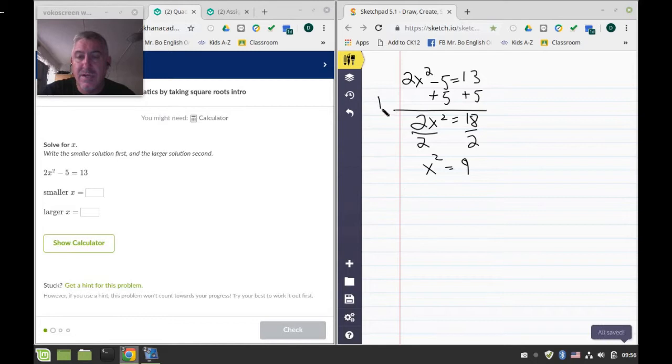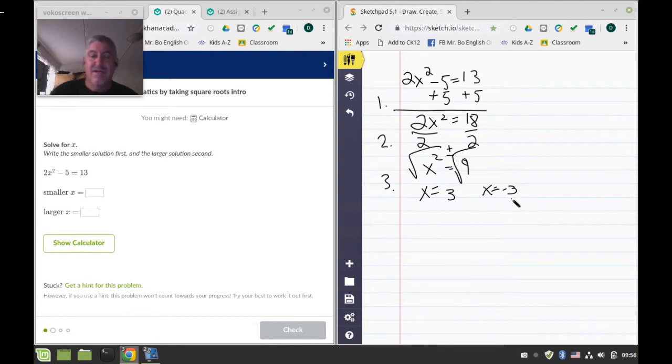So step 1, step 2, and then our step 3 is going to be take the square root of both sides. We'll take the square root of both sides, and we'll have to remember to do positive and negative for that. So x is equal to, what's the square root of 9? 3, and the negative square root of 9 is negative 3. So here smaller x is equal to negative 3, and larger x is equal to 3.